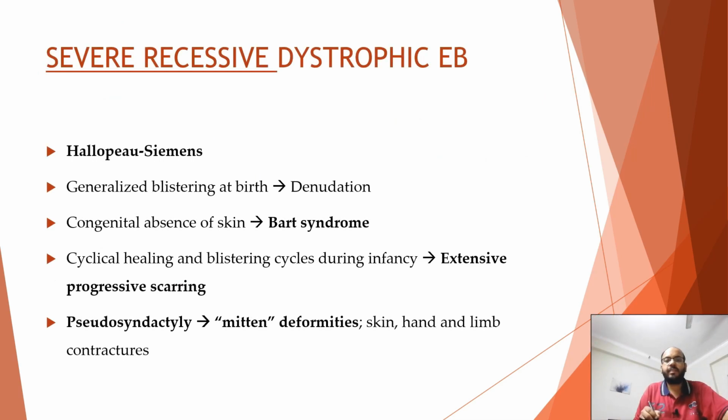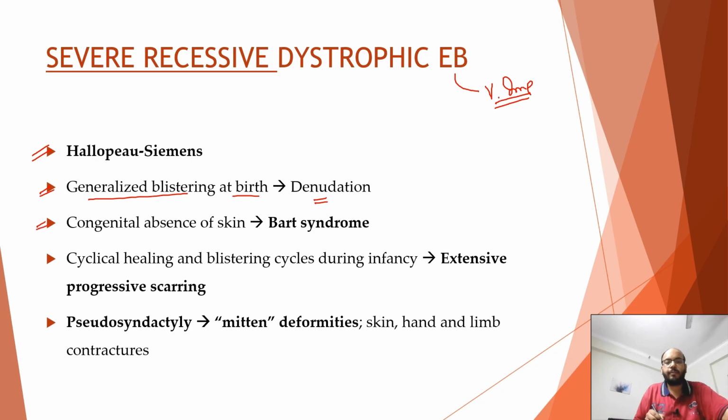Now we will discuss severe recessive dystrophic EB, which is the most important subtype of dystrophic EB, most destructive, most morbidity inducing, most mortality inducing. Initially, this was known as Hallopeau-Siemens disease or Hallopeau-Siemens syndrome. There is generalized blistering at birth. So at birth, there is blistering involving the whole body, leading to denudation. Denudation means that the skin peels off, the skin just gets removed easily. It can easily be taken off the body.